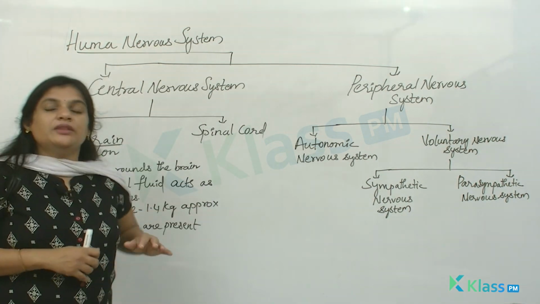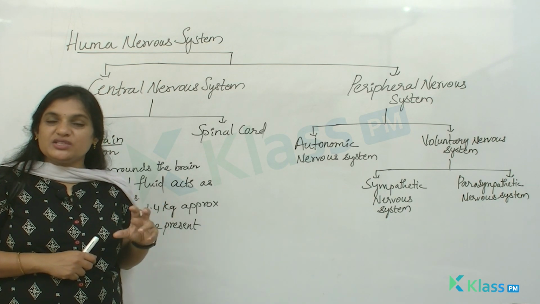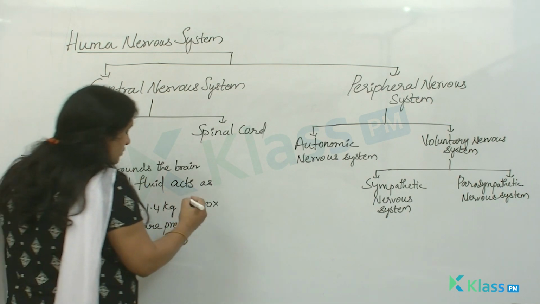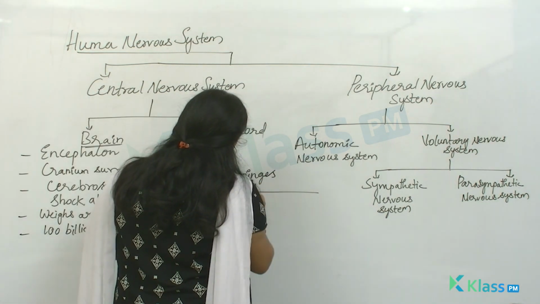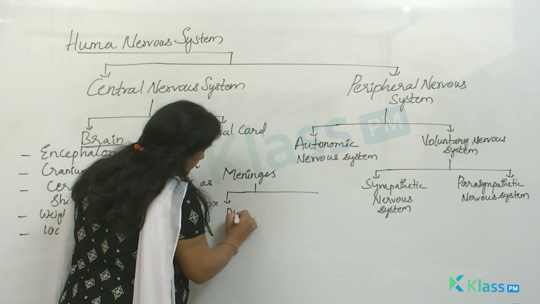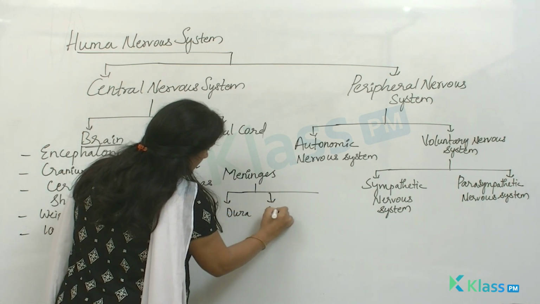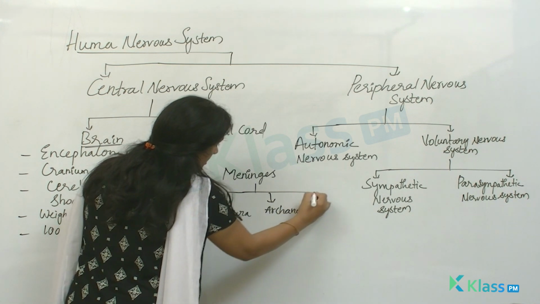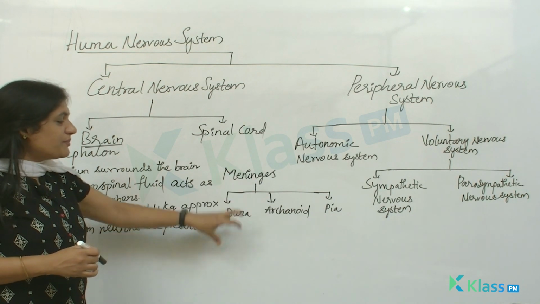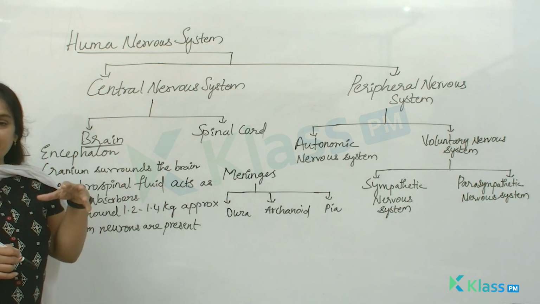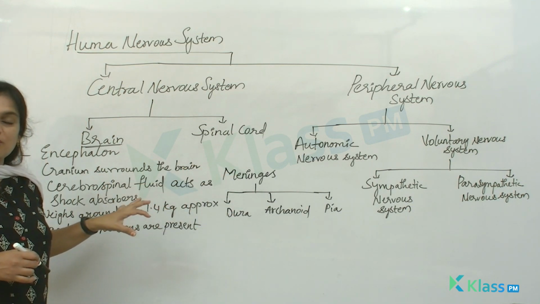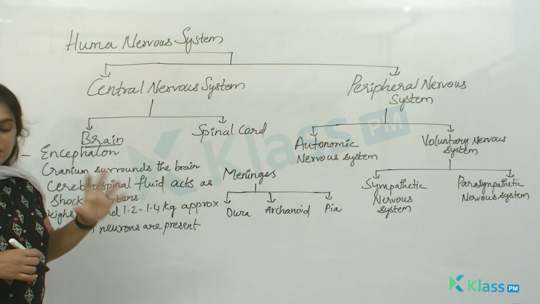And the brain is surrounded by three membranes which are called meninges. The three membranes present in the meninges are the dura mater, arachnoid and pia mater. So these are the three meninges which protect the brain. At the same time, the space between these meninges is filled with cerebrospinal fluid, which always keeps protecting the brain.